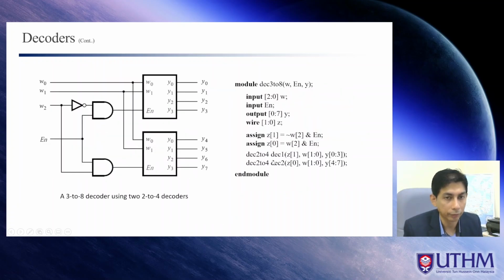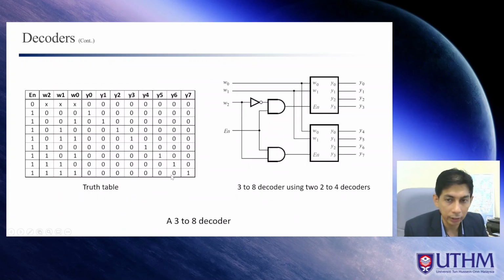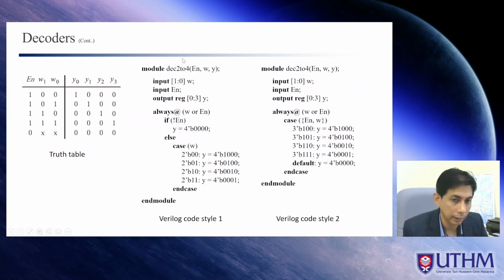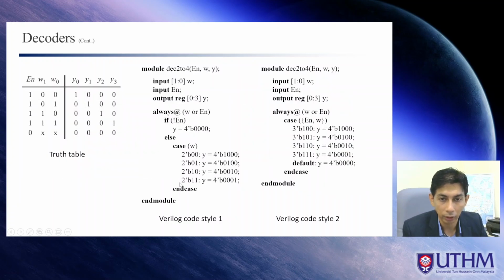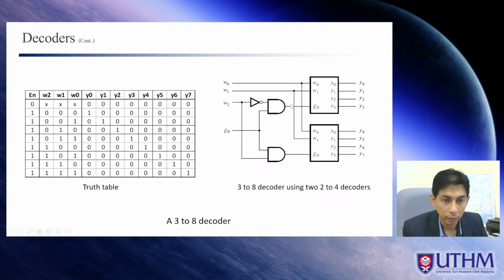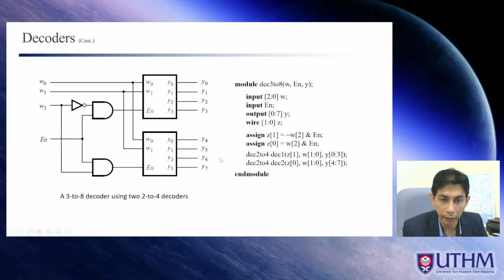And we can have the 3 to 8 decoder. Also, we can actually use the behavioral modeling, meaning using this style of coding, where we design our 3 to 8 decoder based on this truth table, not using the previous design. So this is how we code if you want to use the previous design.